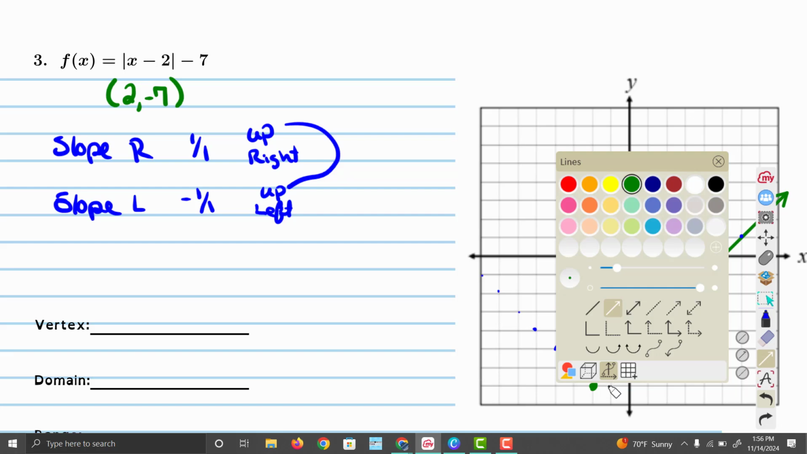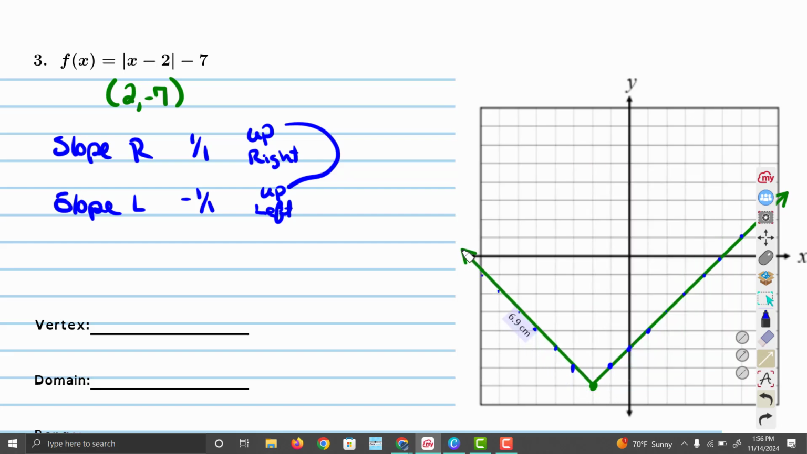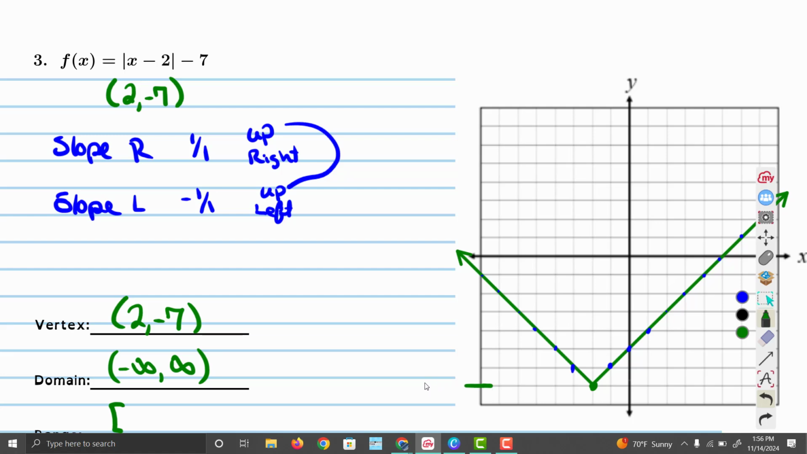And I go the other way, same idea, until I run out of graph space. And so my vertex is again 2, -7. My domain is -infinity to +infinity. And my range is my low value, which here's where my low is. So at -7, all the way up to my arrow, infinity.